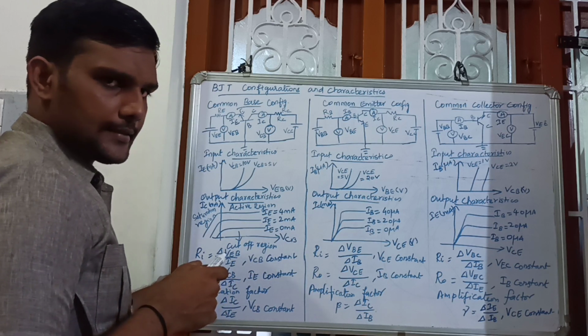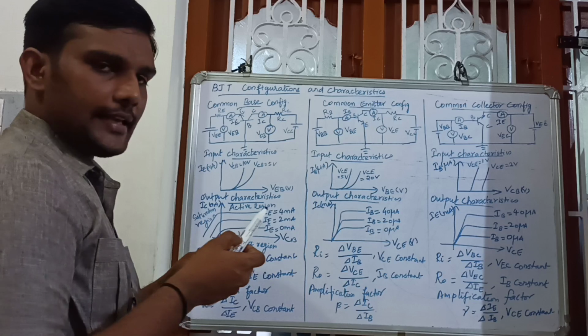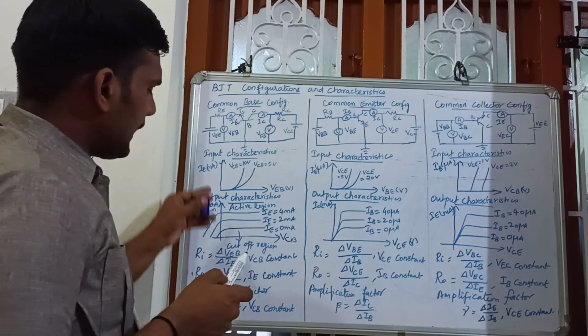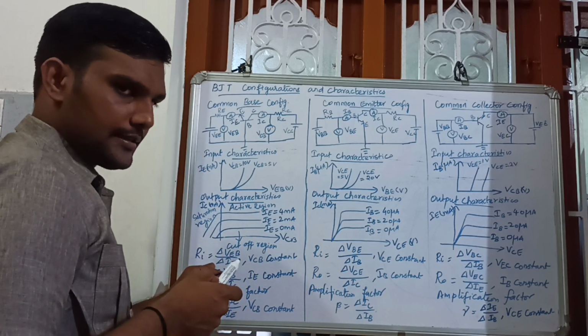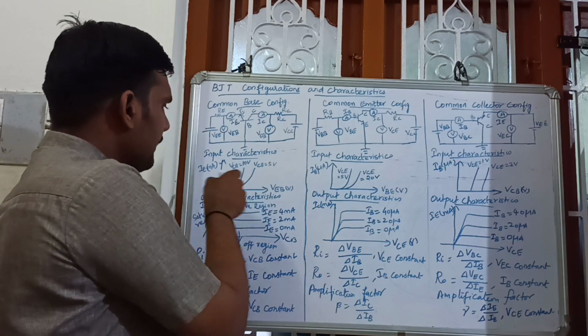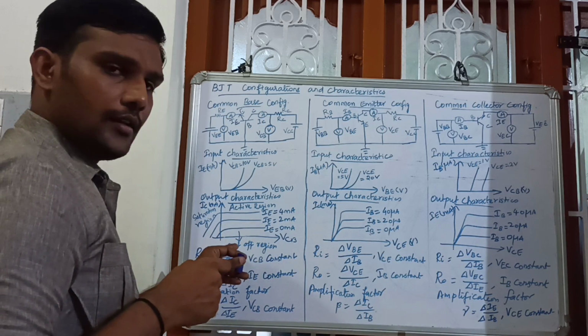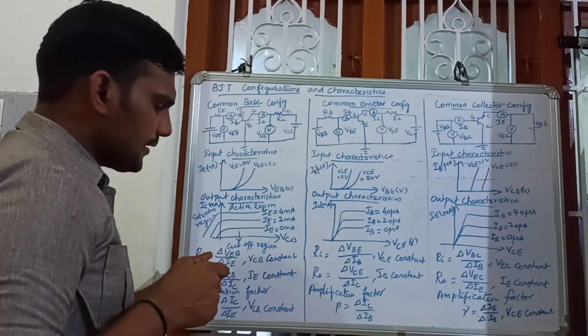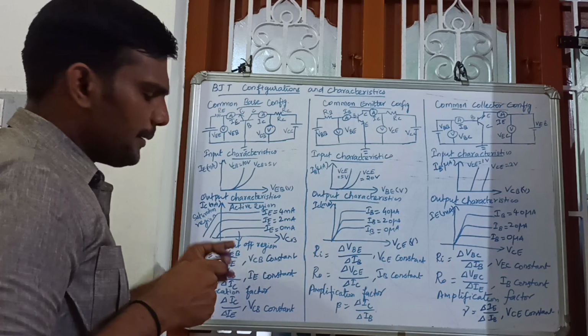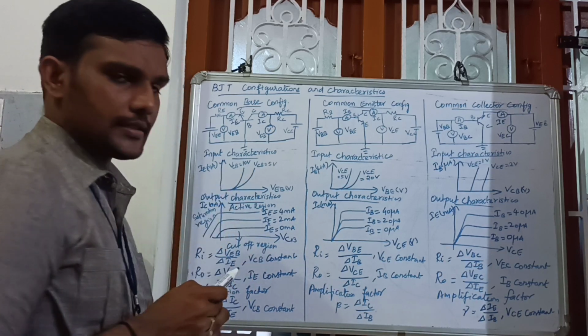Then input resistance. So input resistance Ri is equal to voltage divided by current. From the input characteristics, input resistance is calculated. So delta VEB divided by delta IE. Change in emitter to base voltage divided by change in emitter current. Here VCB will be constant.